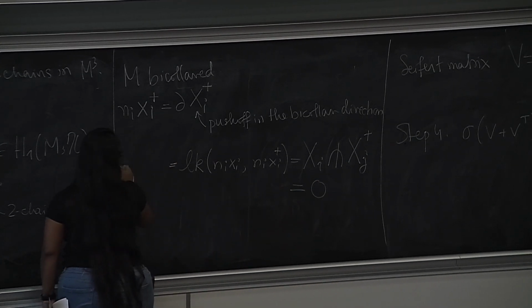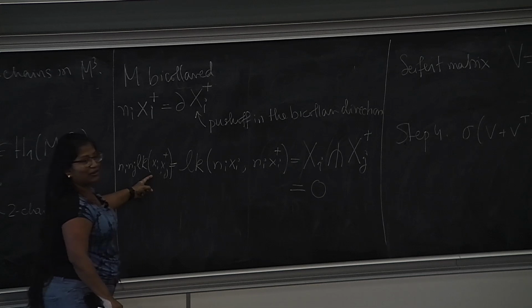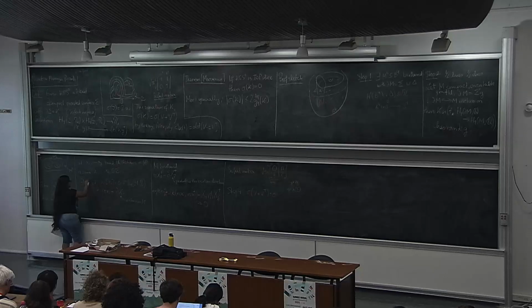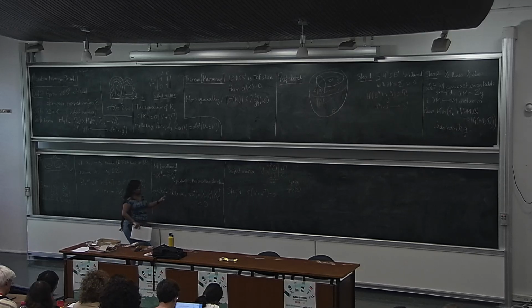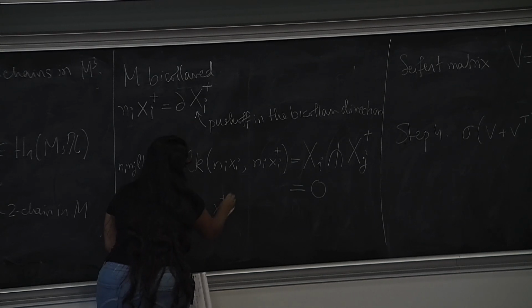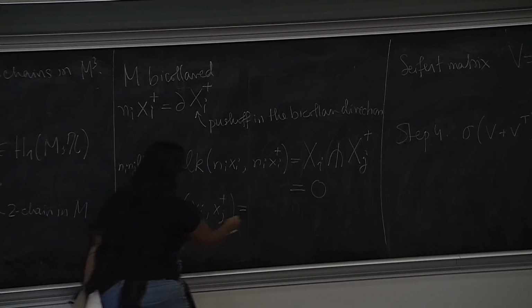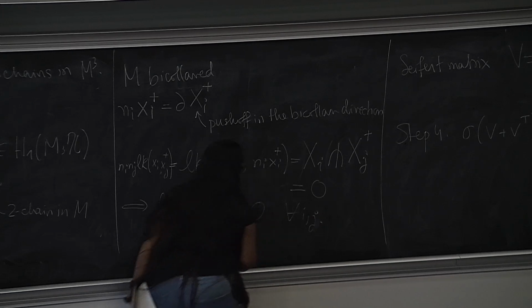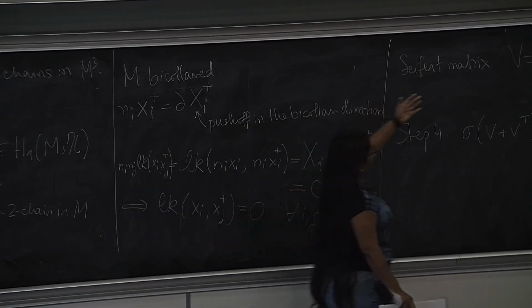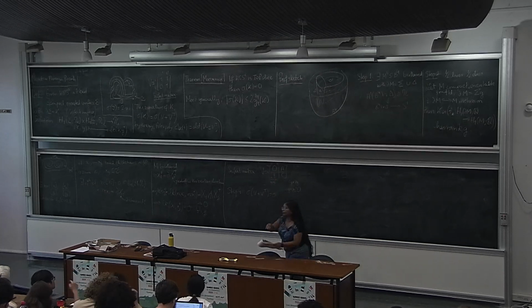But what is this? This is ni nj times the linking number of xi and xj plus. And if that product is 0, then the linking number is 0, because these are non-zero. And so this implies that the linking number of xi and xj plus is equal to 0 for all i, j. And that implies that I have this block of zeros in my Seifert matrix, and that implies my algebra fact, and that completes the proof.